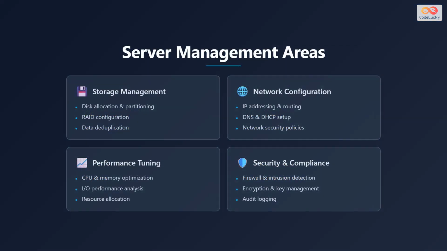Systems administrators manage 4 critical server management areas. Storage management involves disk allocation, partitioning, configuring RAID for data protection, and data deduplication to save space. Network configuration includes setting up IP addressing and routing, configuring DNS and DHCP services, and enforcing network security policies.